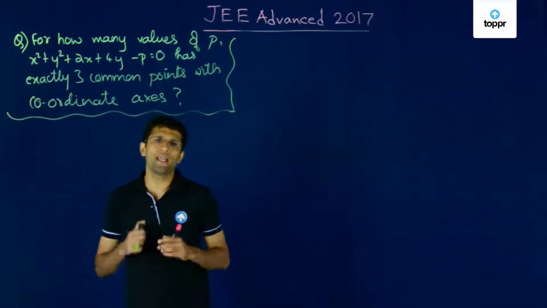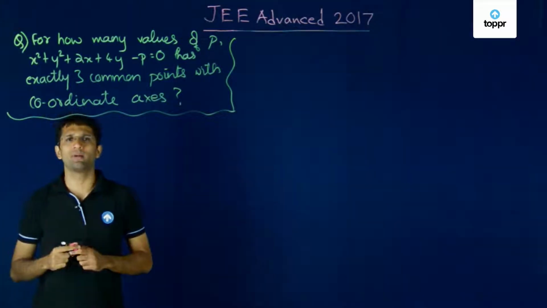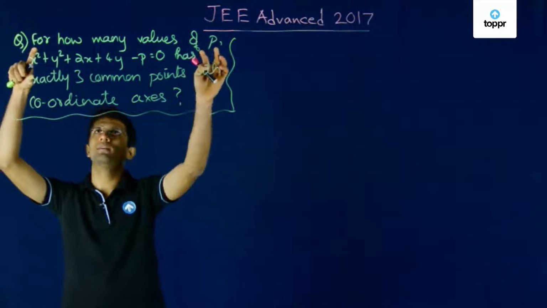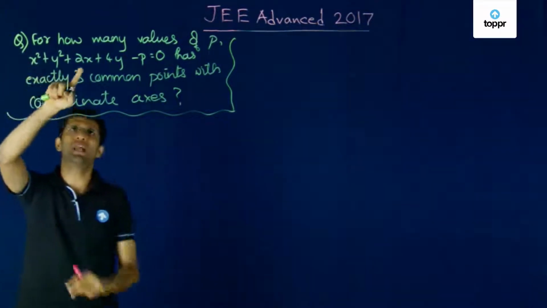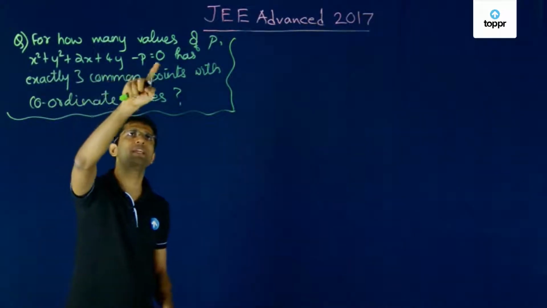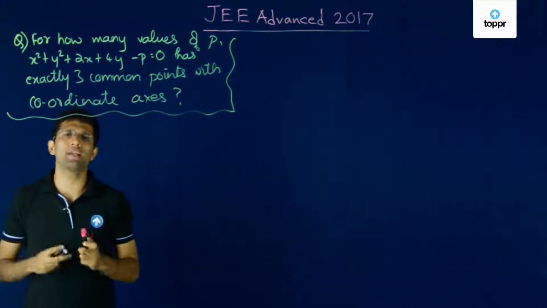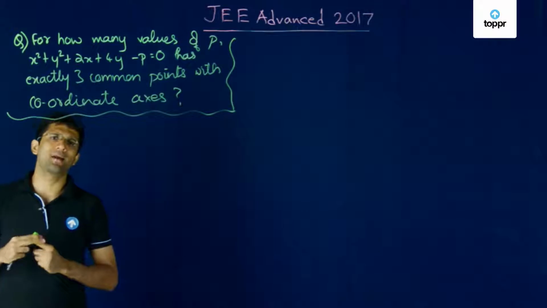Let us now look at the next question of the IIT JEE 2017 advanced paper. The question says, for how many values of p does the circle given by the equation x² + y² + 2x + 4y − p = 0 have exactly 3 common points with the coordinate axis? So let's represent this scenario by means of a diagram.